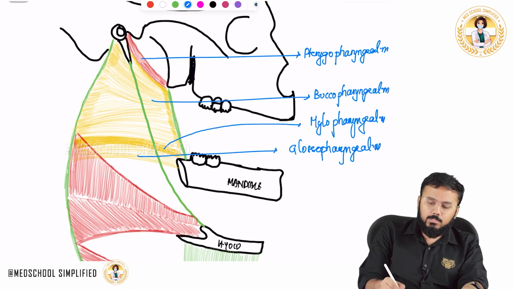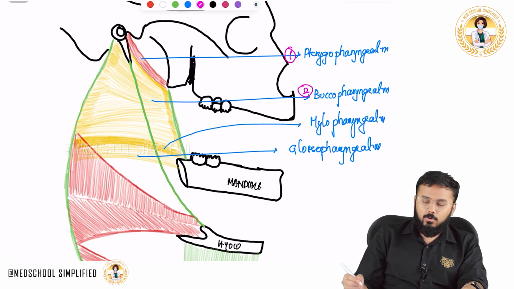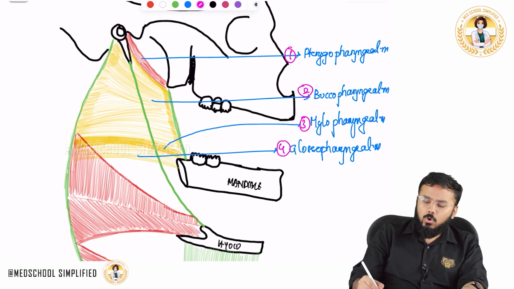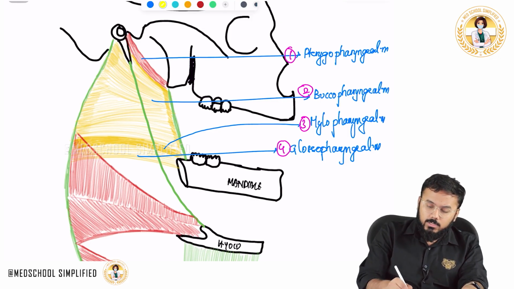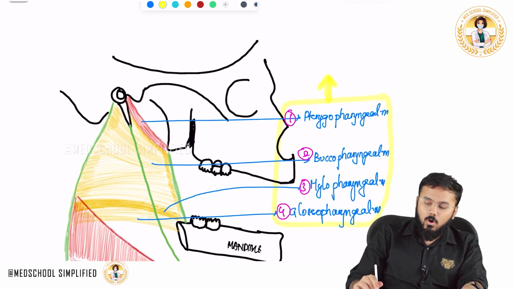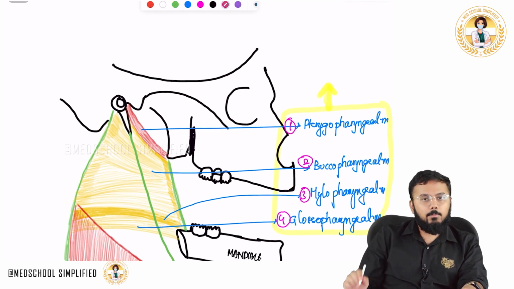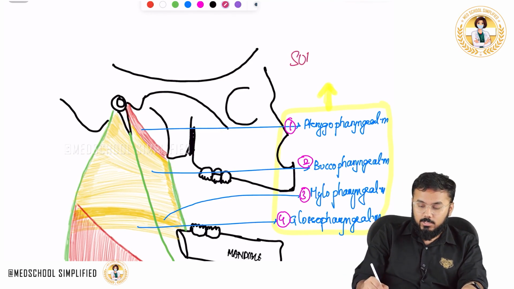Glossopharyngeal muscle. So how many muscles have we discussed? One is the pterygopharyngeal, second is the buccopharyngeal, third is the mylopharyngeal, and fourth is the glossopharyngeal. All these four muscles which we discussed now, just look at the arrow. Together, they are the parts of the superior pharyngeal constrictor.